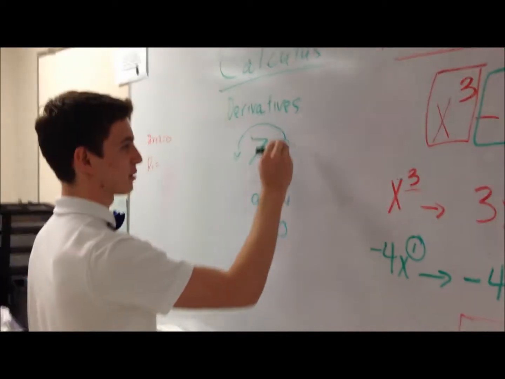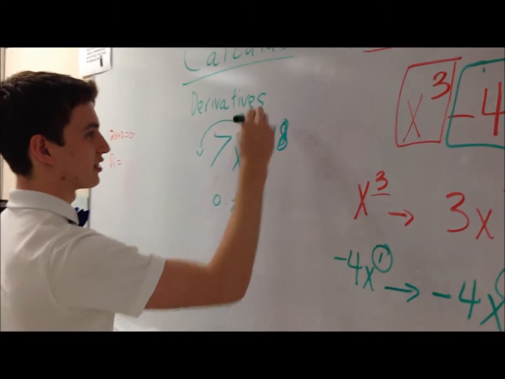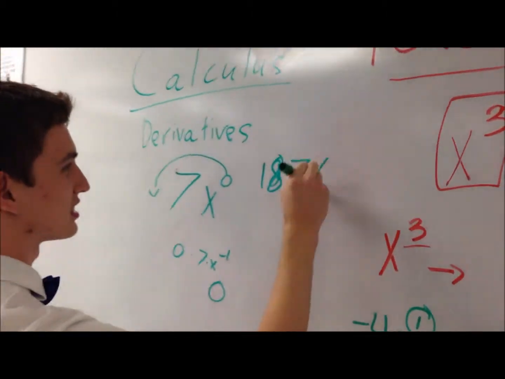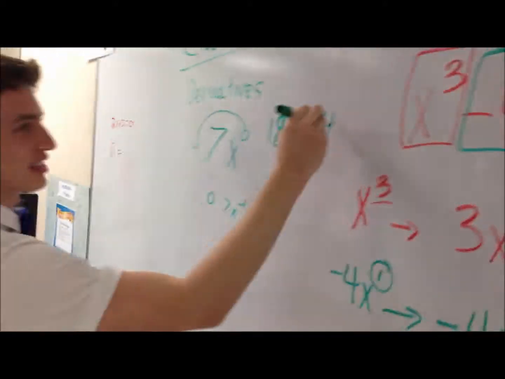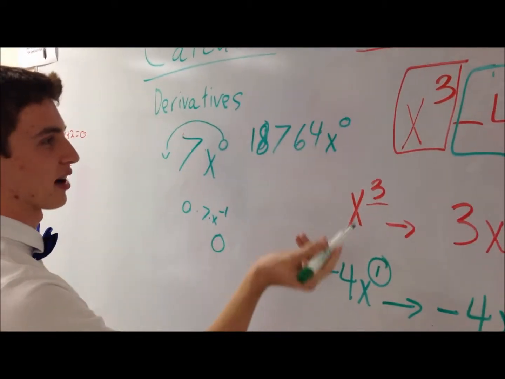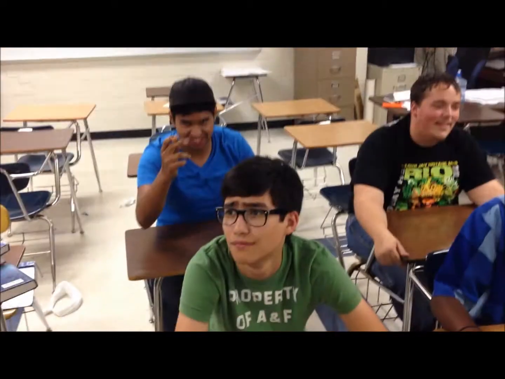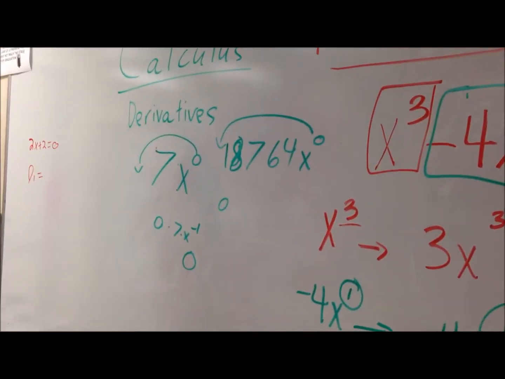Let's try a number like 1,764, whatever that is. And let's say we want to derive that. Well, it still has that imaginary x next to it, to the power of 0. Bring the 0 in front. 0 times that is 0. So then that's how you derive a constant. Every constant is 0.